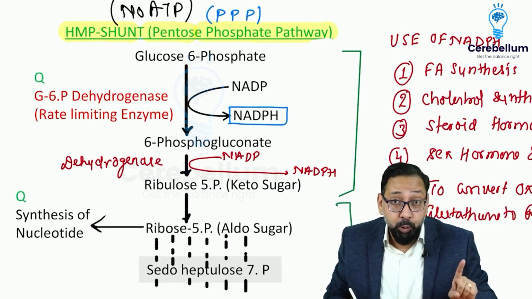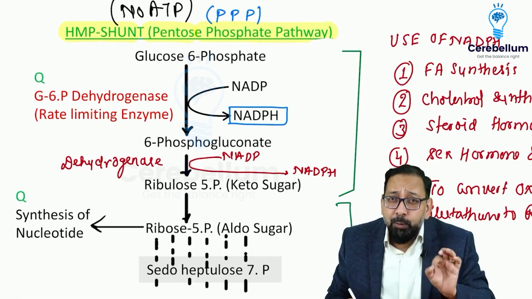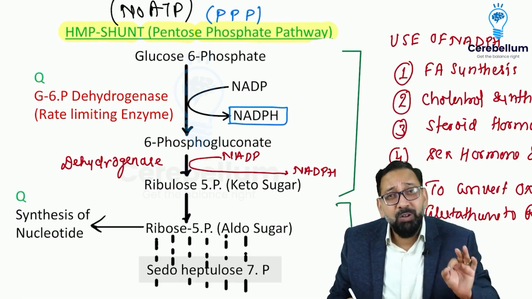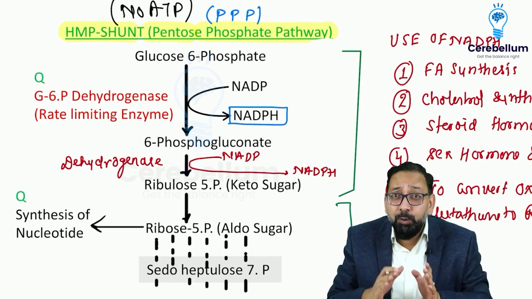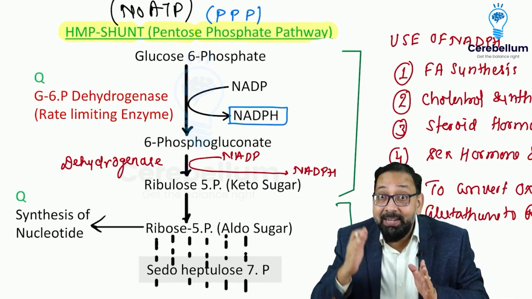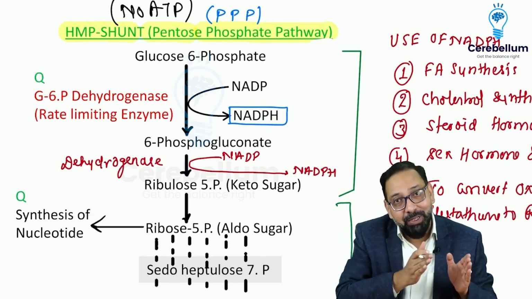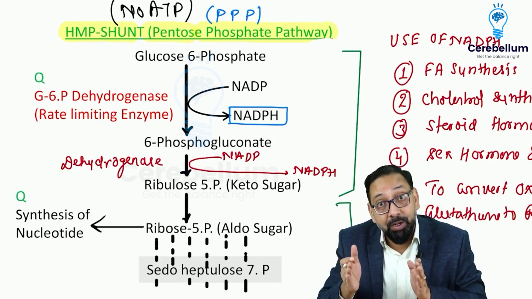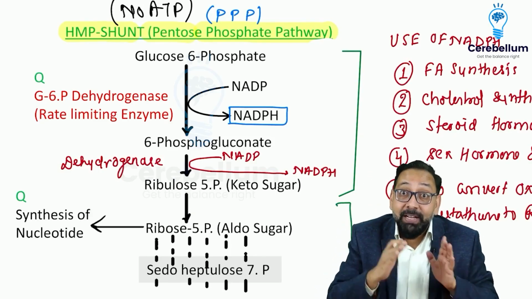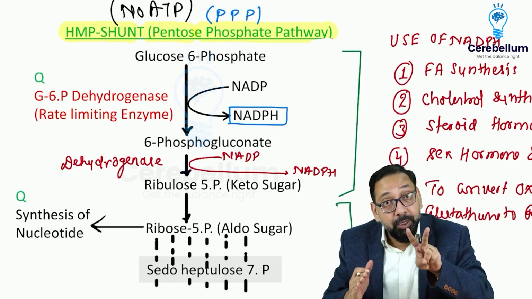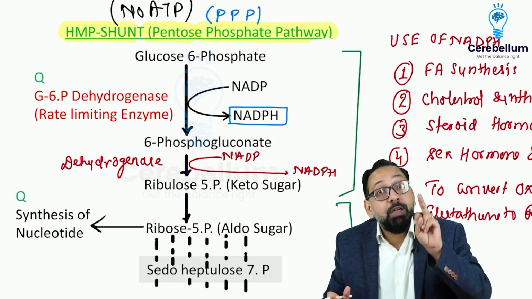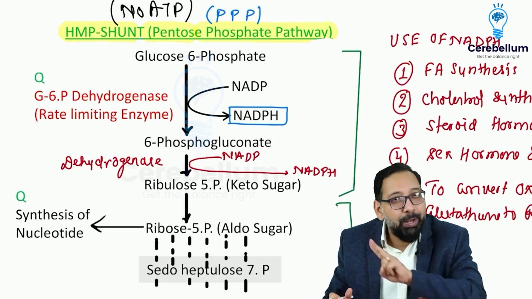No ATP produced. Simple concept. If you want to produce energy from carbohydrate, do glycolysis. If you want to produce reducing equivalent NADPH, then do HMP shunt. If you want to produce pentose sugar, then do HMP shunt. So HMP shunt has two main functions: NADPH is produced, pentose sugar is produced, no ATP is produced.